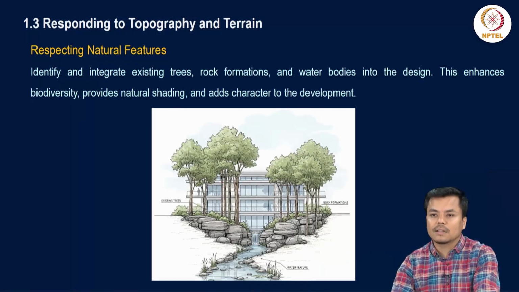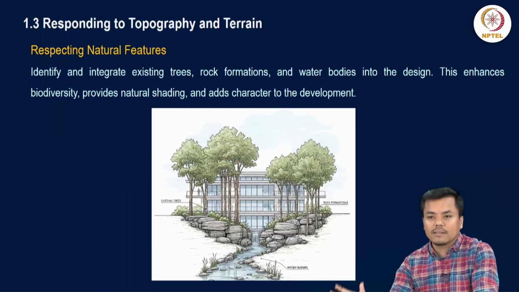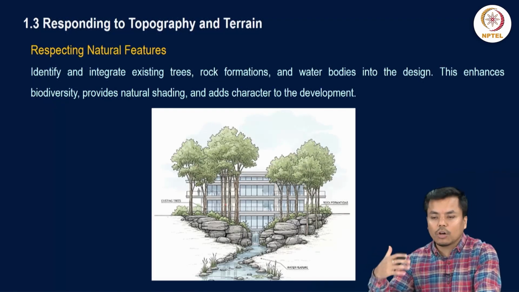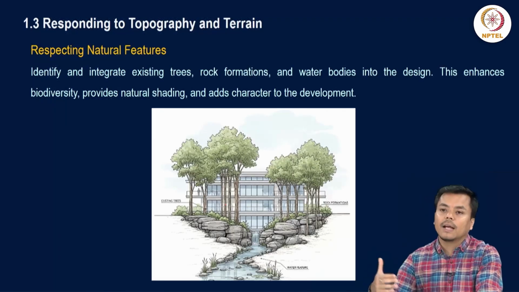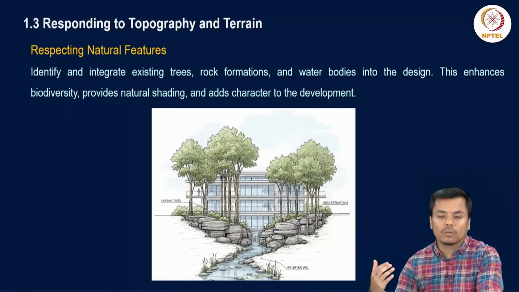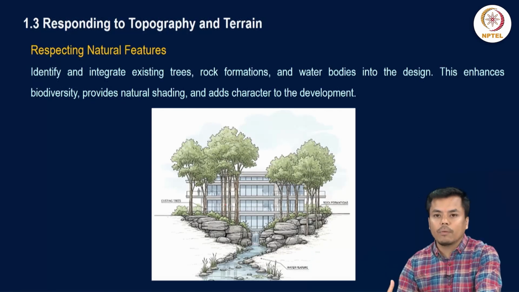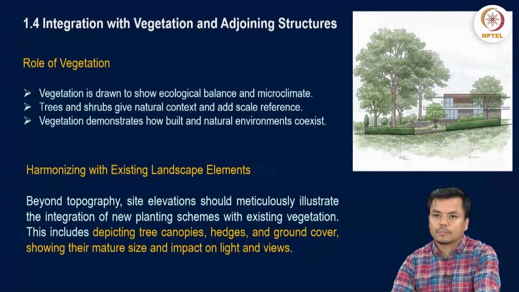So is it in accordance, is it overpowering the natural setting, or is it not overpowering the natural setting, rather it is complementing the natural setting? So this entire information can be understood from the site elevation. Integration with vegetation and adjoining features. So vegetation is drawn to showcase the ecological balance and microclimate. Trees and shrubs give natural context and scale reference.